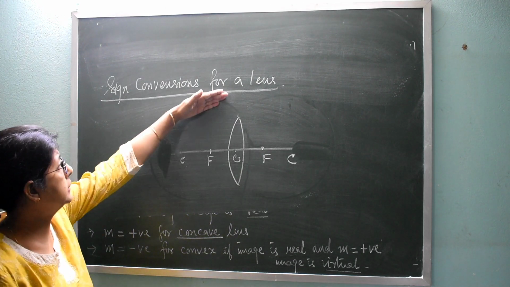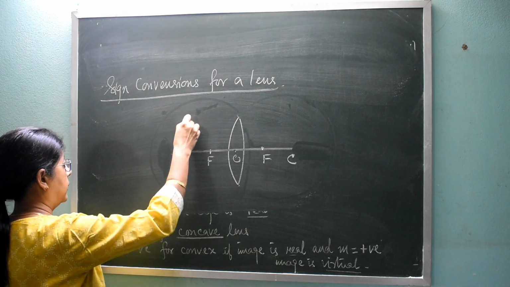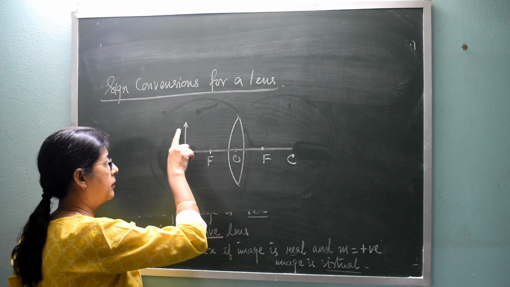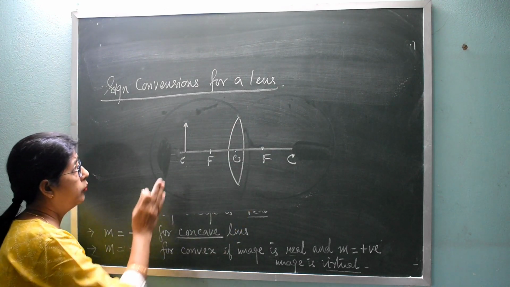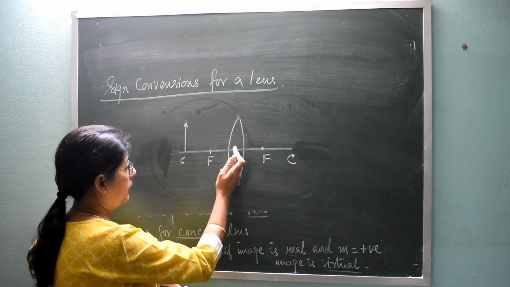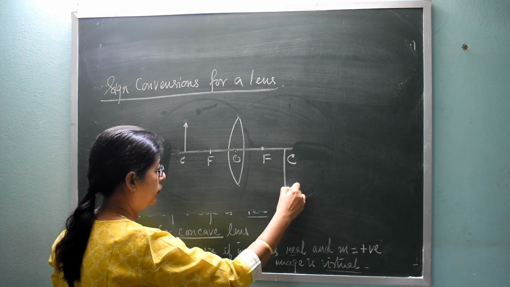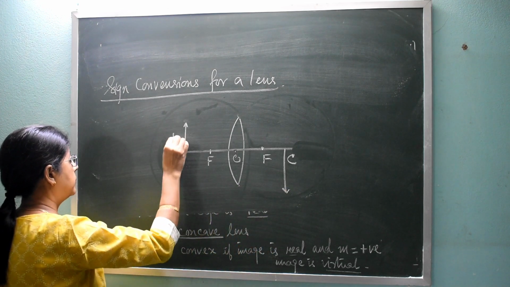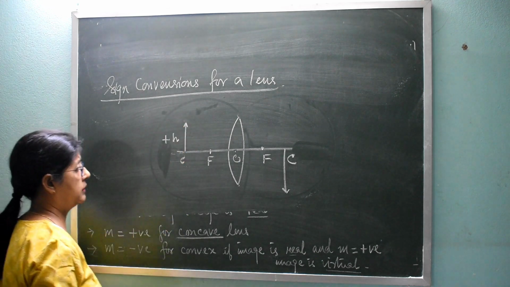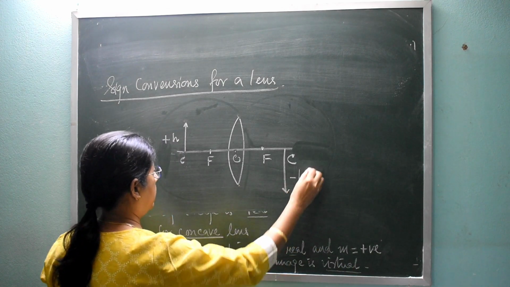In the case of a lens, the object is placed above the principal axis on the left side, and light rays come from left to right. That means along the positive x-axis. We know the convex lens can form a real as well as a virtual image. A real image is formed behind the lens, and since a real image is inverted, it forms below the principal axis. This is about the height. Height of the object will always be positive because it is placed above the principal axis, and height of the image, if it is real, will be negative, h dash.